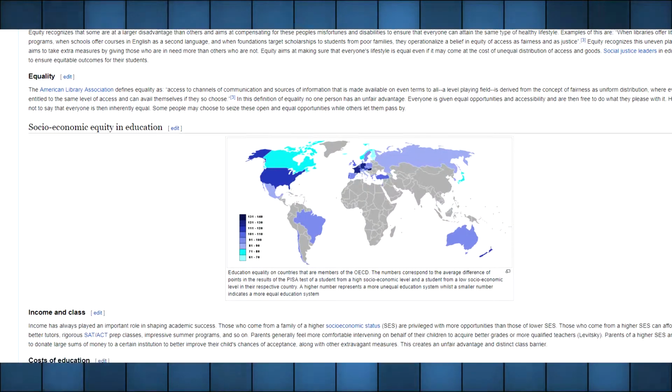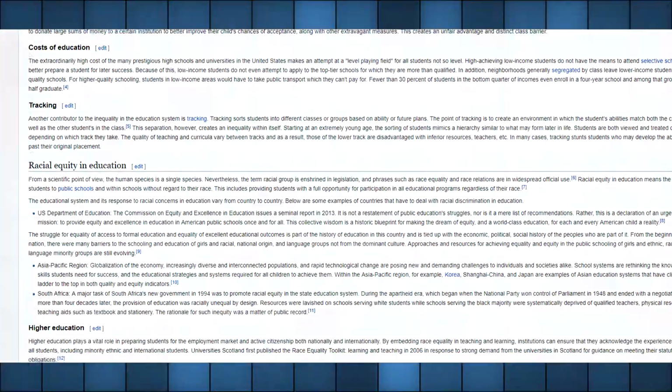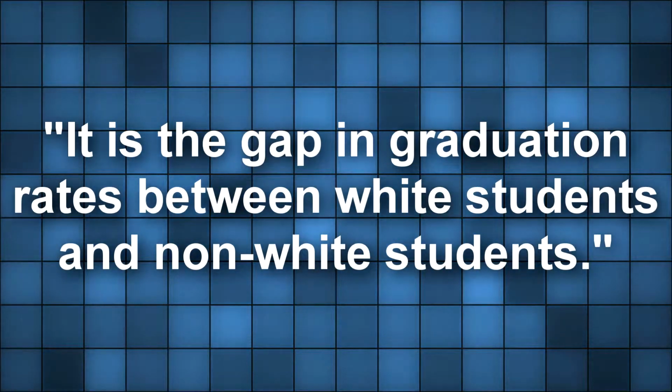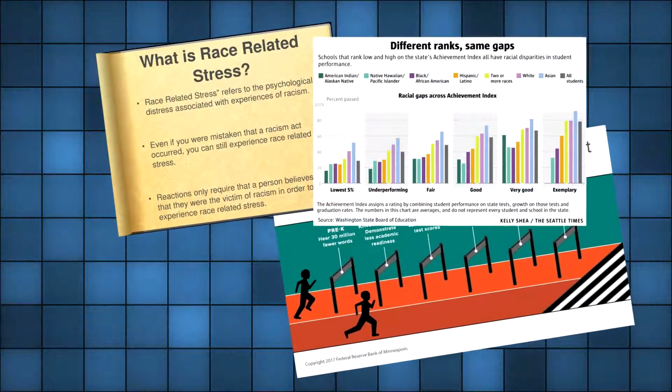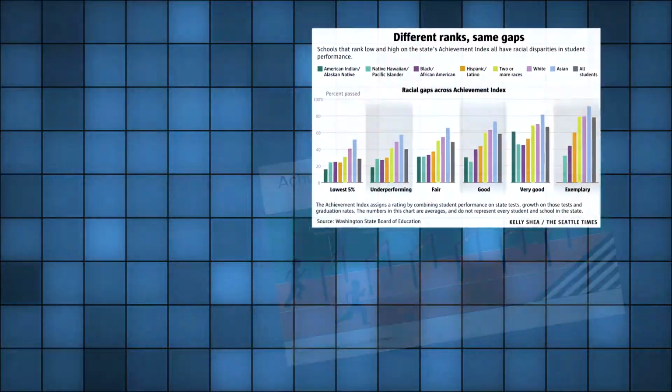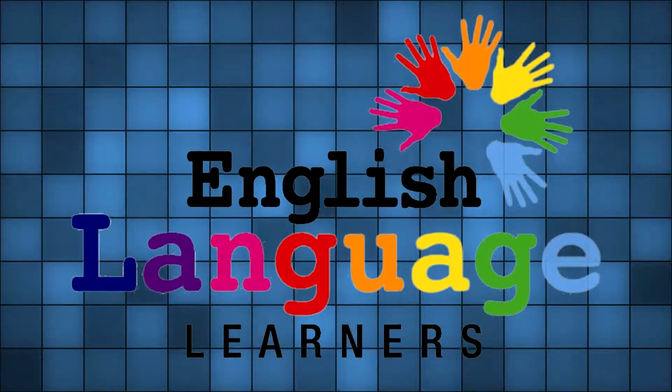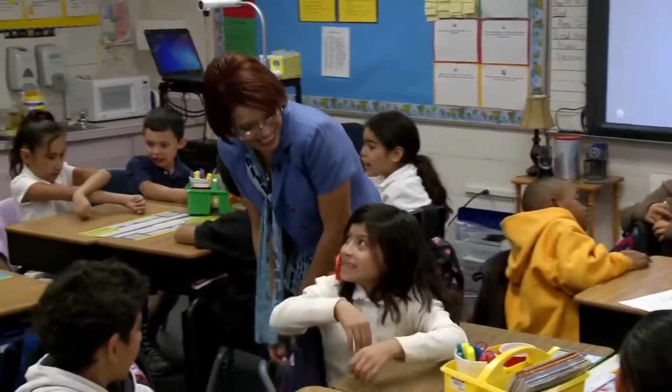Well, it's this. But the way it was simply explained to me was that it is the gap in graduation rates between white students and non-white students. Why is there a gap? Well, there are several reasons as to why, but today I'm going to focus on the problems affecting students known as English language learners. Let's start with an excerpt from the article Bilingual Education versus English Immersion.